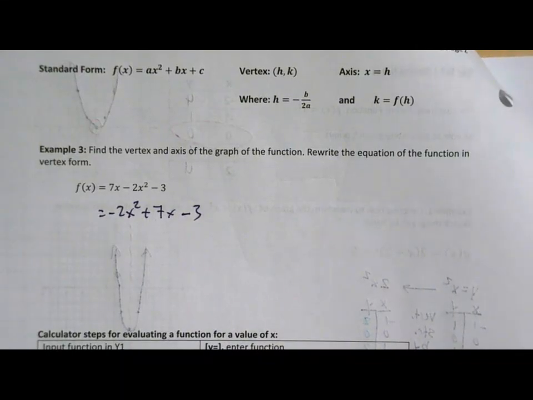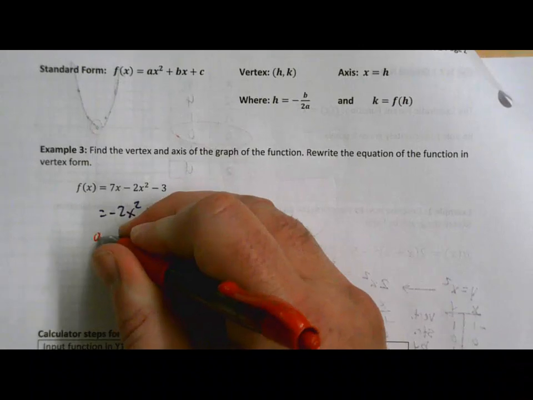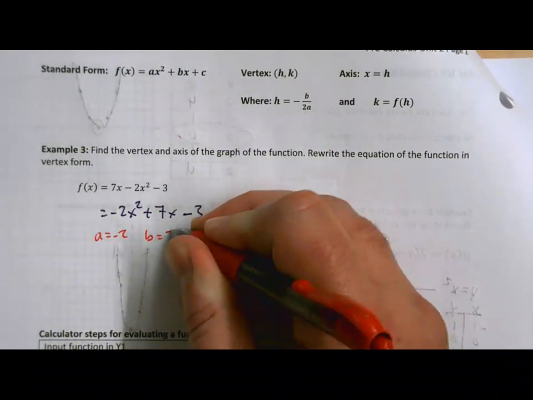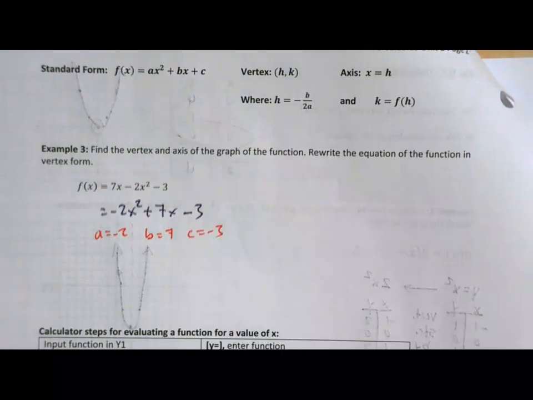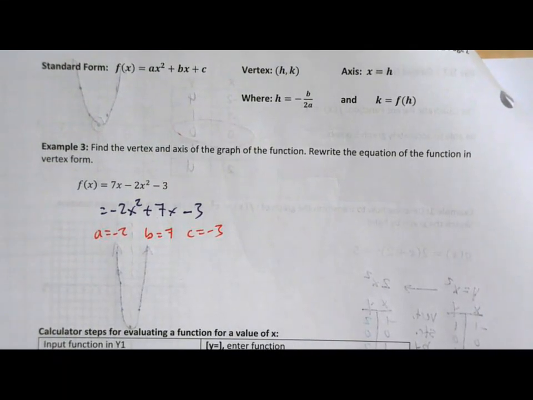I don't require that you write down A equals -2 and B equals 7 and C equals -3. If it helps you, feel free to do that. If you're able to just look at the standard form and pull those numbers out, for this class that's fine with me. So let's find our vertex.